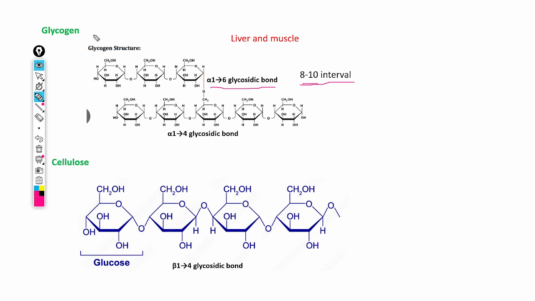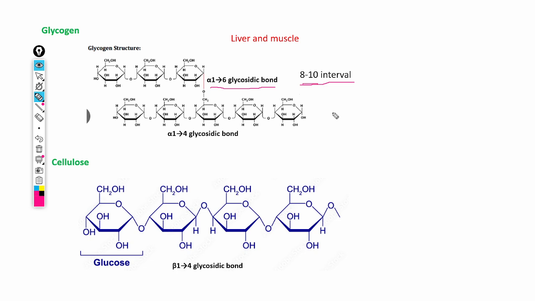So glycogen is present in the liver and the muscle. That means when there is low glucose in the cell, these glucose molecules are released from the glycogen and they mix into the blood, and here the process is called glycogenolysis.